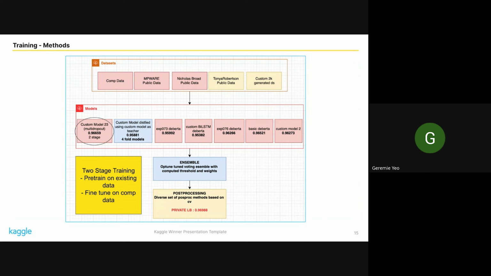As for the first training method, we use a two-stage training, which is a method to address the unstableness of training with more than one external dataset. We first pre-train on the external dataset and then fine-tune on the competition dataset. Next slide.